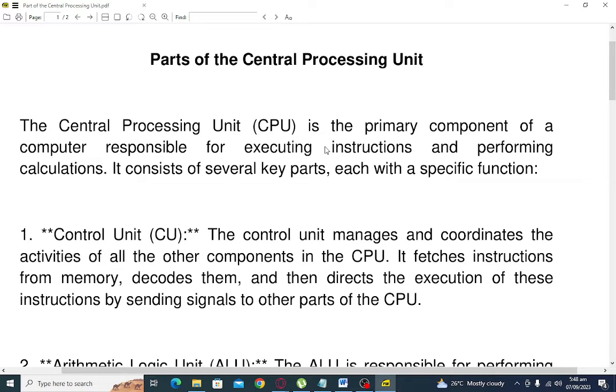So in this video we will talk about the parts or the components of the central processing unit.